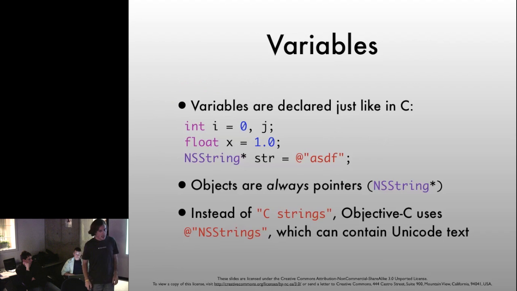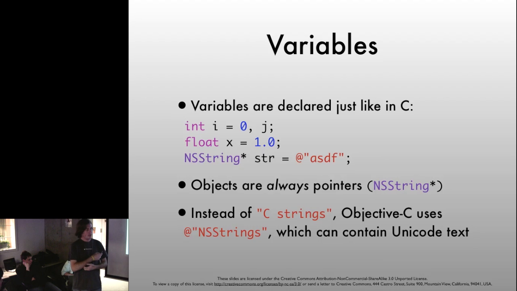Okay, so how do you declare variables in Objective-C? Well, they're declared pretty much exactly like in C. So you have all the built-in types from C. You have ints, you have floats, you have doubles, you have chars, however you want to pronounce it.